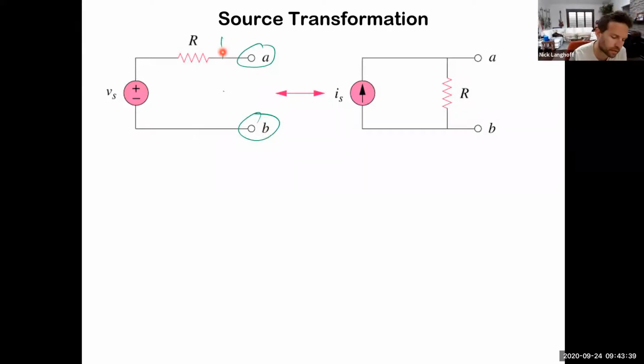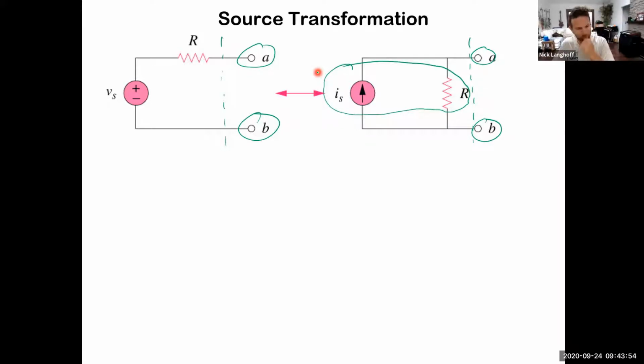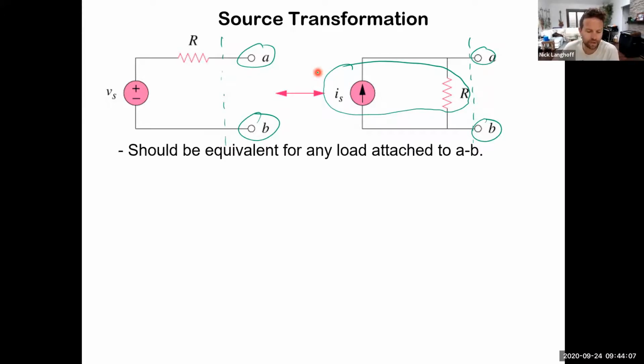You can replace that network. So everything to the left of this thing here, you can replace that whole network as long as it's equivalent about the ports A and B. You can replace it with a current source in parallel with a resistor. And what you have to do is transform between these two things to figure out what is the value of IS and what is the value of R if you're going to transform this circuit. Now, if you're going to transform this circuit, it should be equivalent. So whatever you replace it with should be equivalent for any load attached to A B.